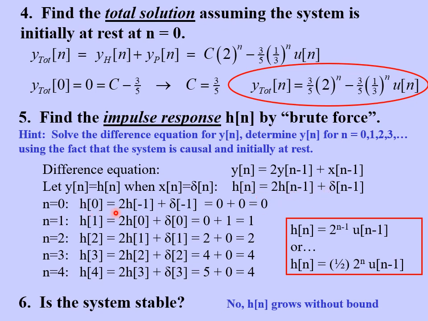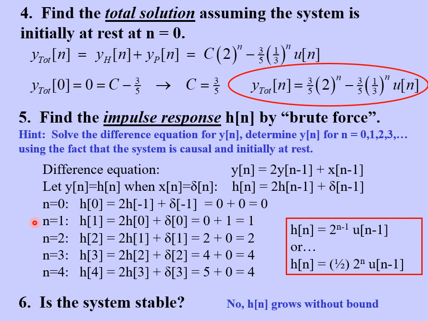And we get h of 0 equals 2h of negative 1 plus delta of minus 1. Now, what do we know about this system? Well, we're told that it's causal and initially at rest. So that means h of minus 1, that's the impulse response when n is less than 0, has to be 0. So this first term is a 0. We also know the delta function at minus 1 is also a 0. So our initial h value, h of 0, is just equal to 0.